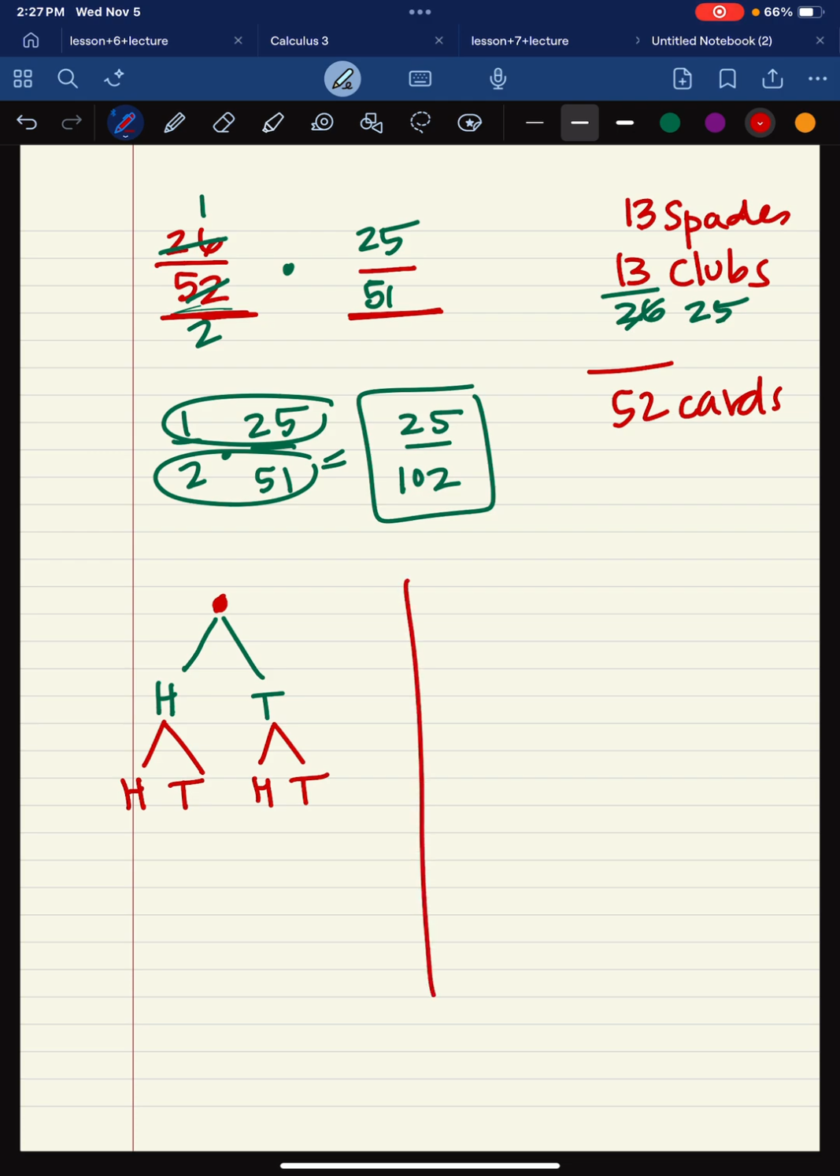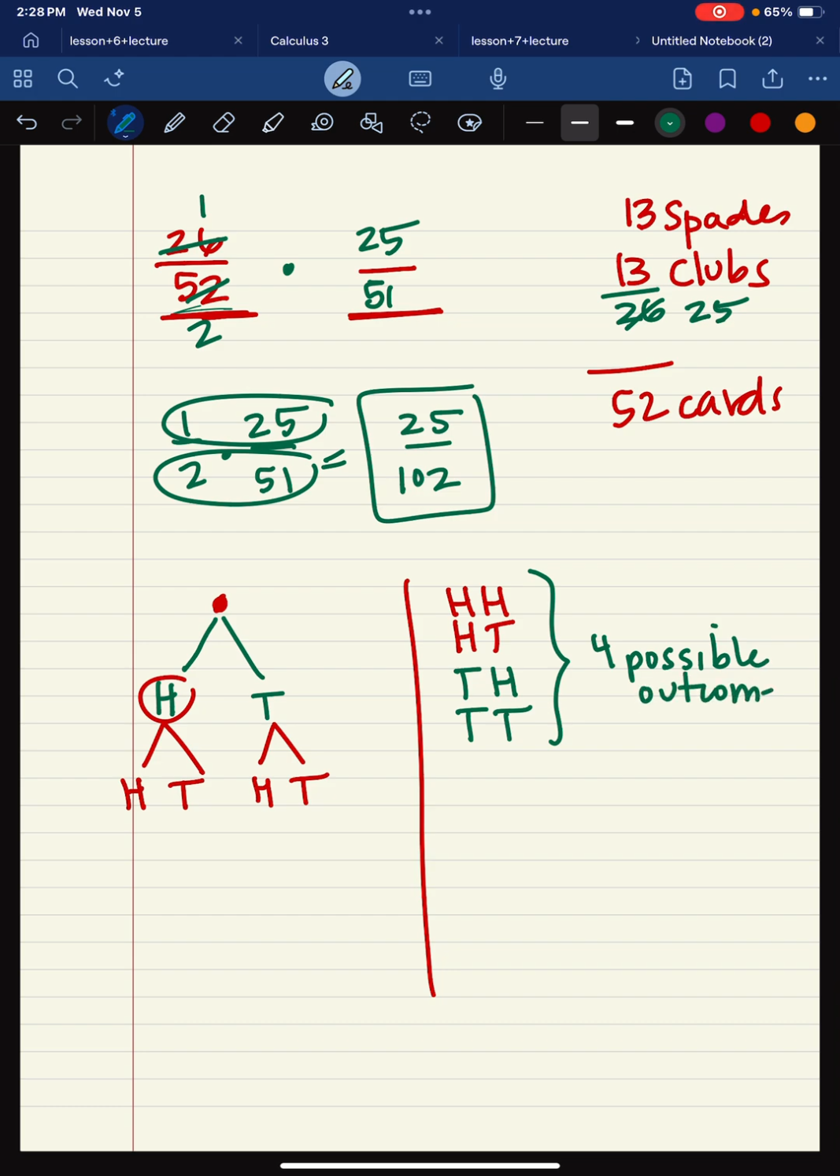So that's what the tree would look like. But your answer choices would actually look like this. Your first one could be a head, and if it was a head, then the second one could also be a head. Or if your first one was a head, you could have a head and then a tail. What happens if you got a tail first? Then you could have a tail and a head, or a tail and a tail. So these are your 4 possible outcomes. I don't think it asks you that till later, but these are your 4 possible outcomes.